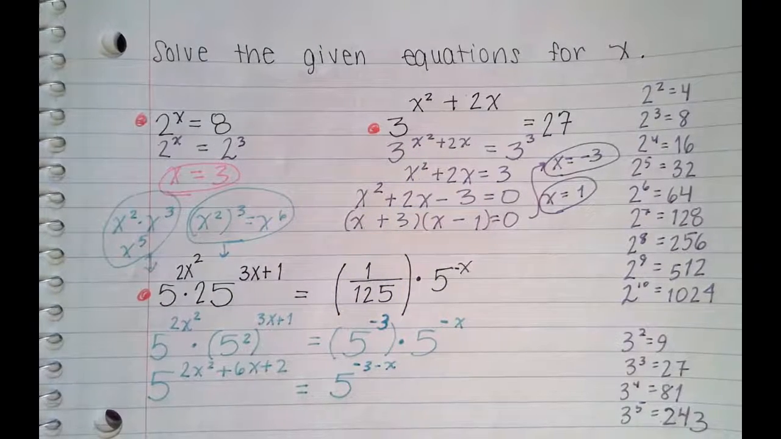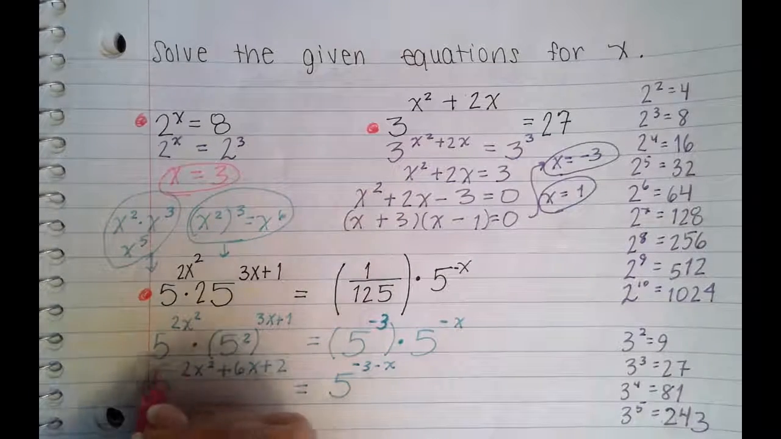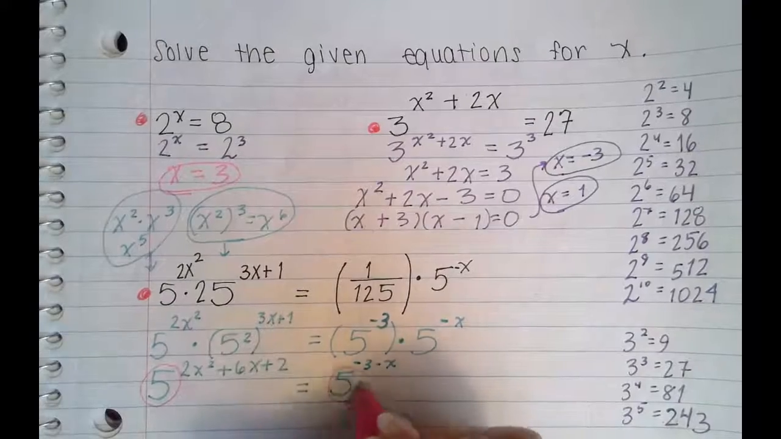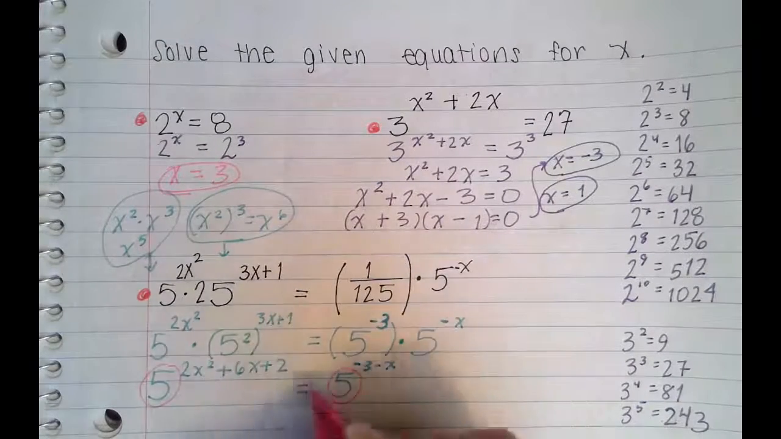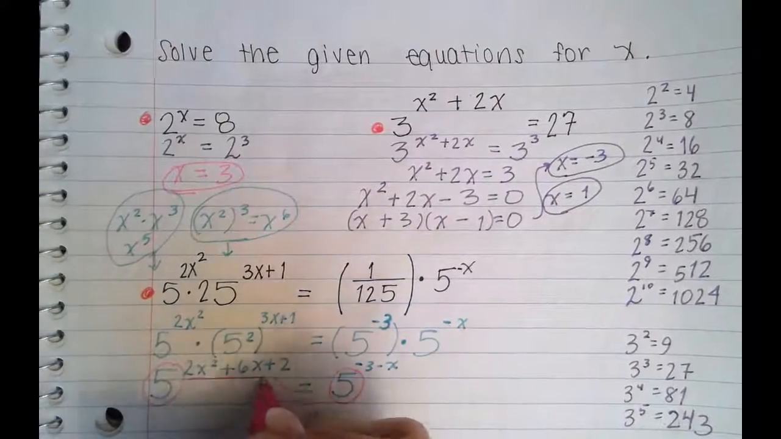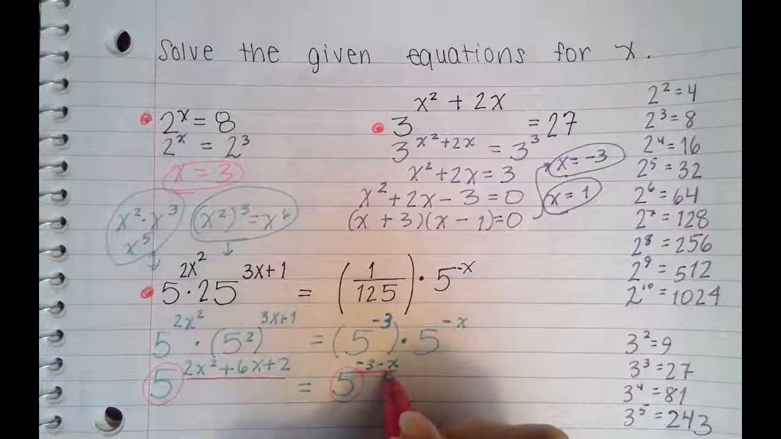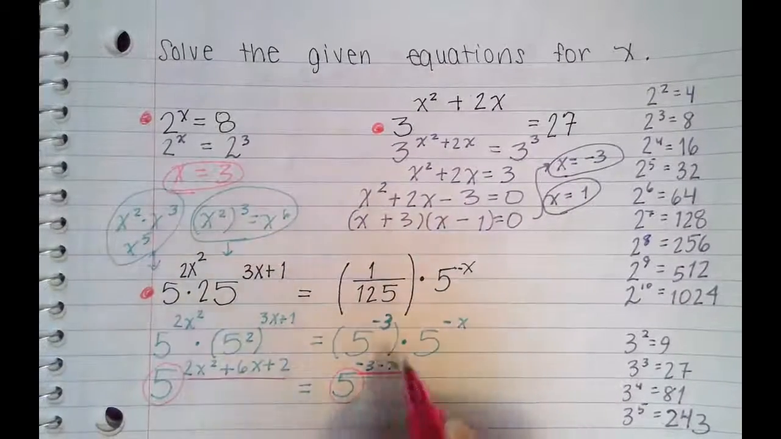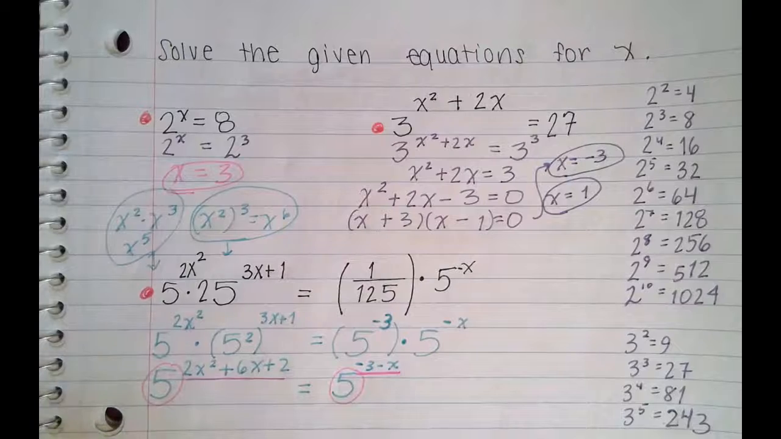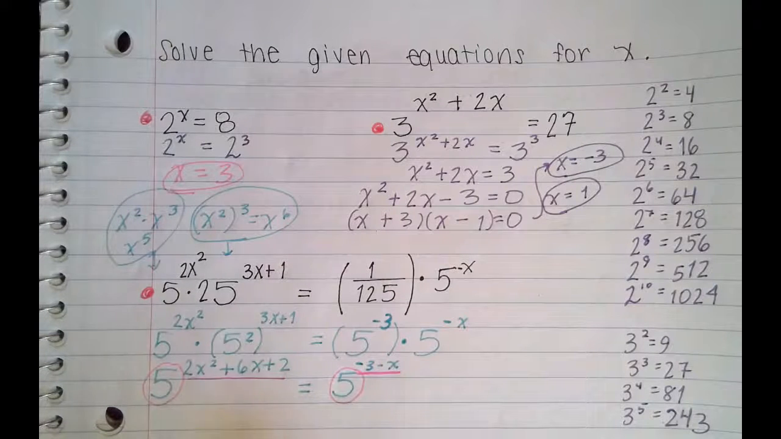It isn't until you have it written like this that you can use the one-to-one property, because again, you're only allowed to have one matching base on each side. Here we have 4 of them, right? That wasn't correct. So now I'm going to set my exponents equal to each other, because 5 to this power equals 5 to that power. These are one-to-one functions. That means it passes the vertical and horizontal line test.